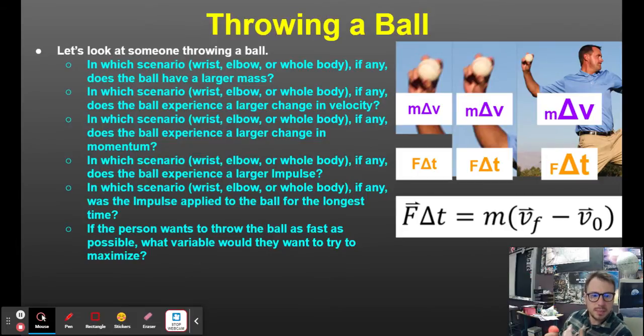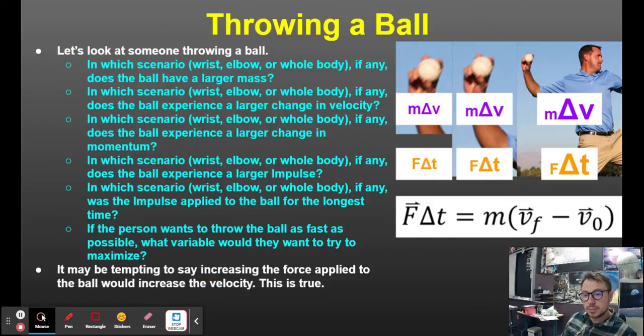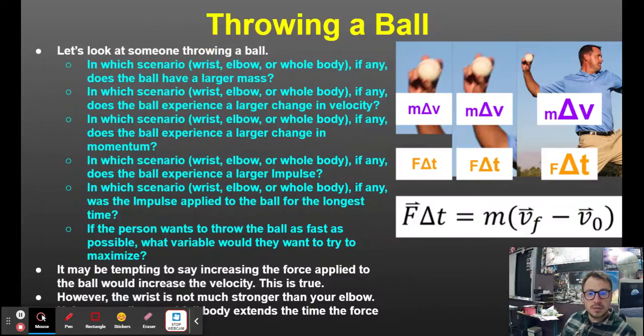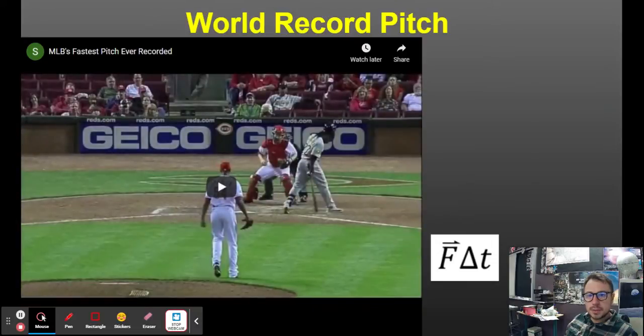That's why if you're throwing a baseball, they always tell you to follow through, because you're applying that force for a little bit longer. So you can see that over there. We'll notice the mass remains the same, and the force remains about the same. You're probably applying a slightly larger force if you're using your whole body. But the key to this is that you're applying a force for a longer period of time.